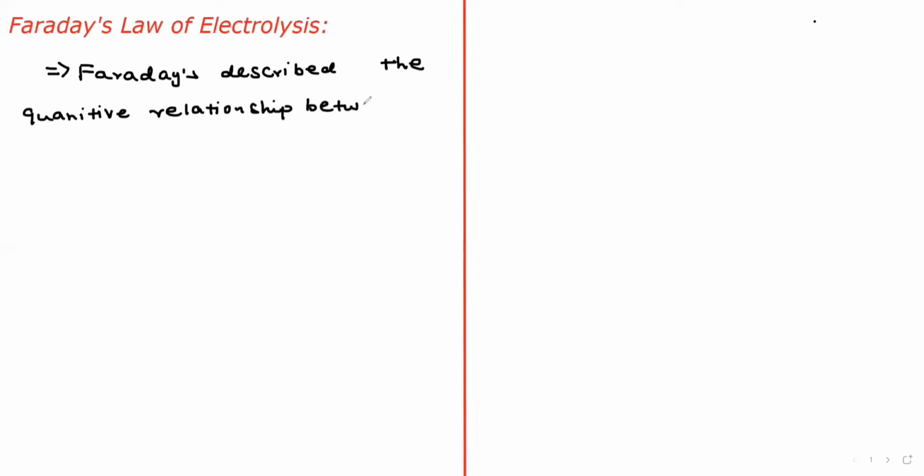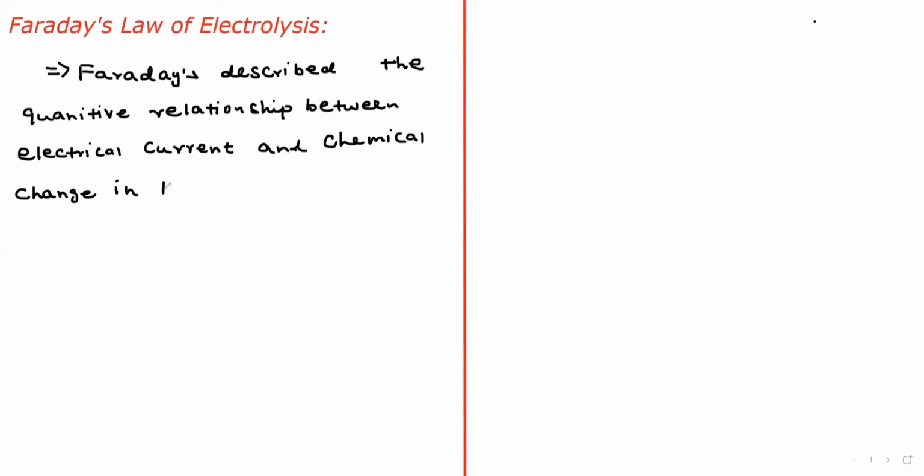Faraday describes the quantitative relationship between electrical current and chemical change, very important, in terms of two laws. You got the point. What is the important relation here? Electrical current and what? Chemical change. Okay, very important.